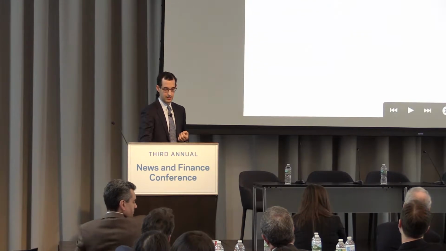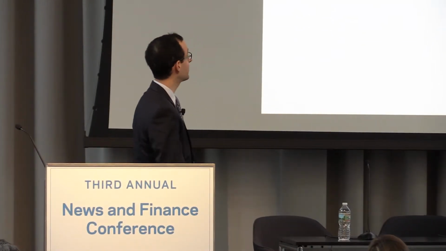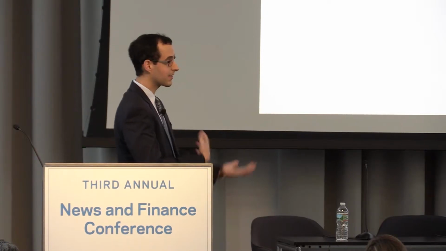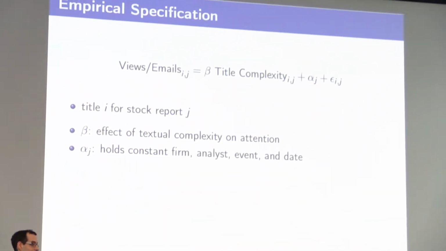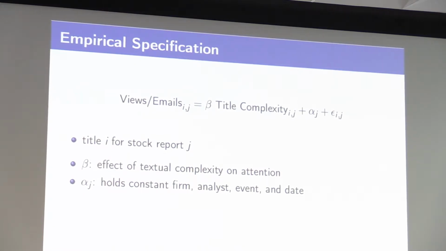So I'm going to look at complexity. And with titles, there's not too many measures. You can't use a fog index or something like that to measure complexity. So I use character count, that's an obvious one. You can do word count, that's highly correlated with that. You can use the length of the words as a proxy for difficulty and how familiar the words are. I'm just going to talk about one of those for today, and it's a simple regression. I do views on complexity. But again, the innovation of this setting is I can look at titles for the exact same article, same author, same date, same firm. I'm just comparing attention within that event.